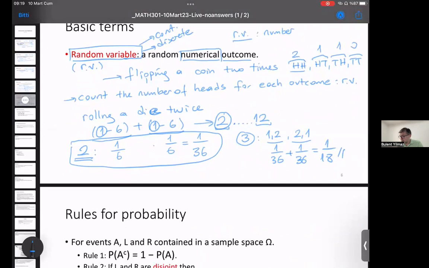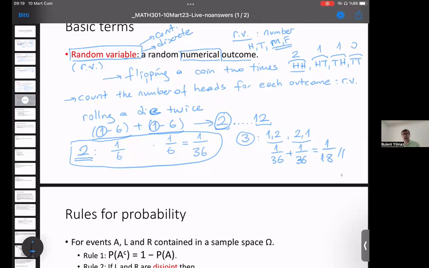Random variable is not H, is not T, is not male, female. For example, it's going to be the number of males, the number of females, the number of tails. If I flip a coin, if I roll a die 3 times, the summation of all outcomes, those kinds of numbers will be our random variables.